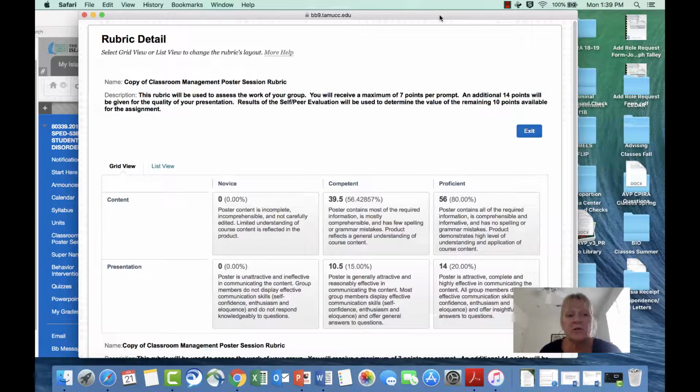You'll get an additional 14 points for the quality of your presentation. How effective are the materials you bring? How well do you communicate? Do all the people in your group exhibit some skills associated with that communication, confidence, enthusiasm, eloquence? When your group is presented with questions, do you answer them well? All of that will factor in to that presentation grade.